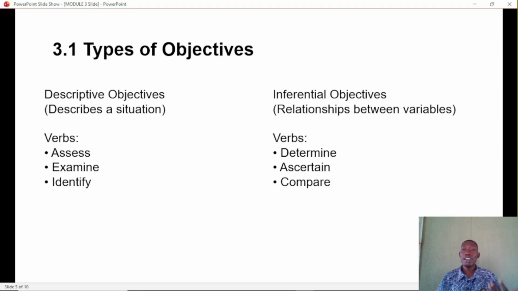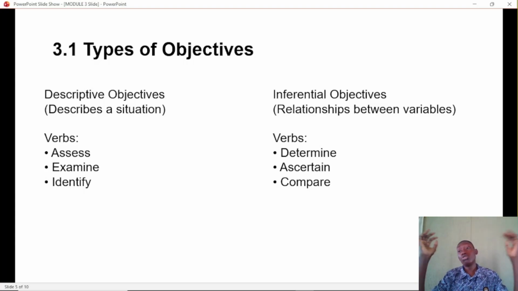But then it is possible I say that there is a relationship between I and God. There are two variables now, myself and who? And God. There is a relationship between us now. So I am variable one, God is variable two. I may now try to say that I want to determine the relationship between us. I want to know the consequence of the relationship between myself and God, the consequence it will have on my life. So now you are drafting out an inferential objective.